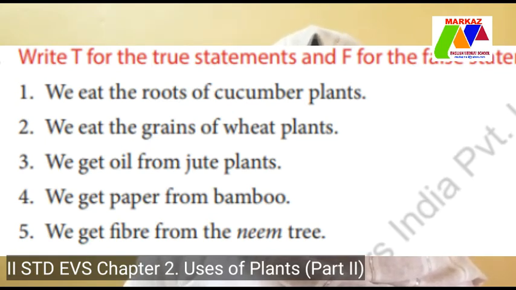Then fourth one, we get paper from bamboo. Yes, that is true. All of you write down T. Then fifth one, we get fiber from the neem tree. Yes, that is false. So all of you write down F.